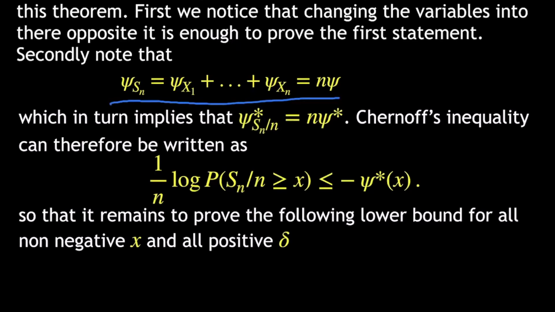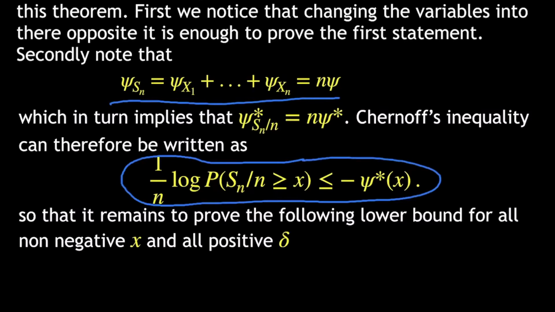So for the dual, this means that the dual of Sn over n is simply n times the dual of psi. And you use Chernoff's inequality in order to derive that 1 over n times the log of the probability is smaller than minus psi star of x.